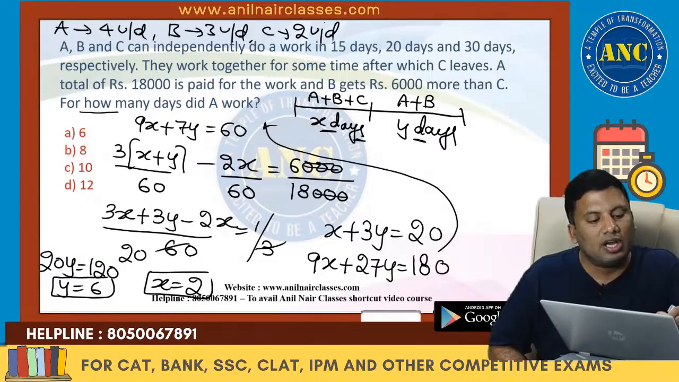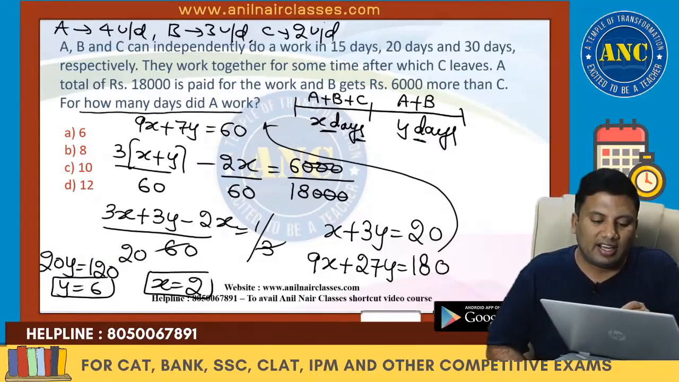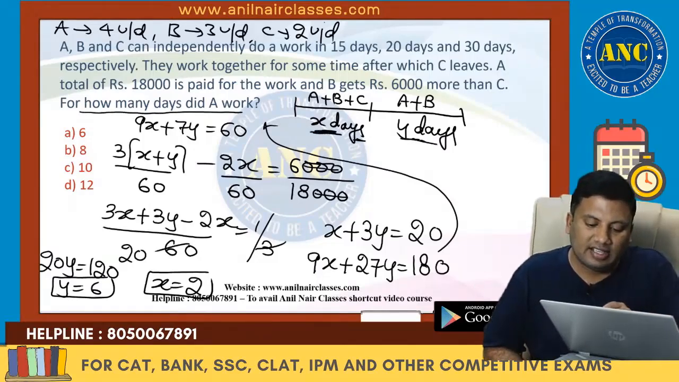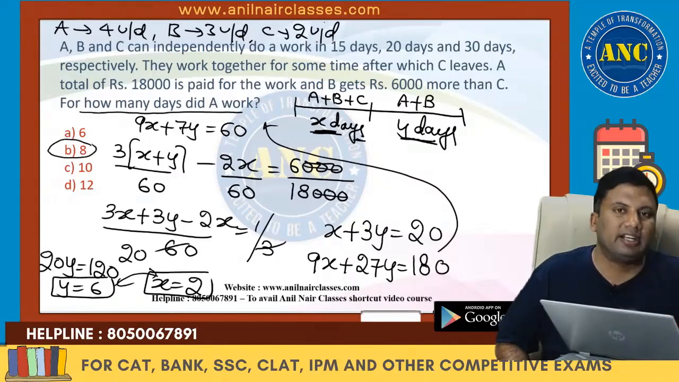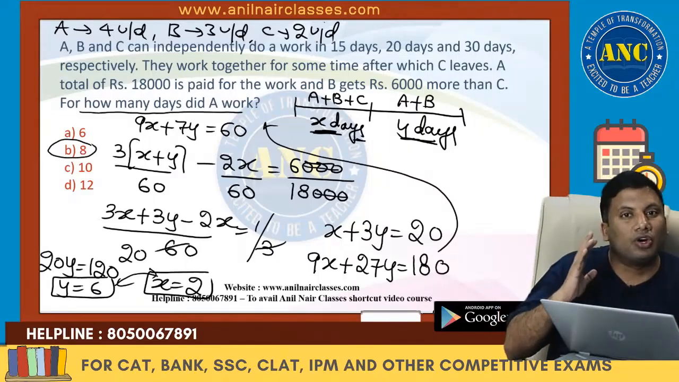What is the question? How many days did A work? A worked here x days, A worked here y days. X plus y, 6 plus 2. Answer is nothing but 8. Very, very good question.